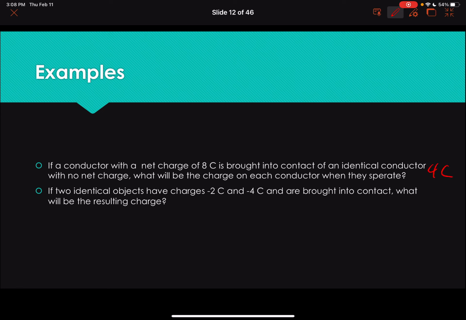If one had more mass, they would distribute the charge like per gram or whatever. But then they might not be exactly 4 and 4. But because we know they're the same mass, it's going to be 4 and 4.